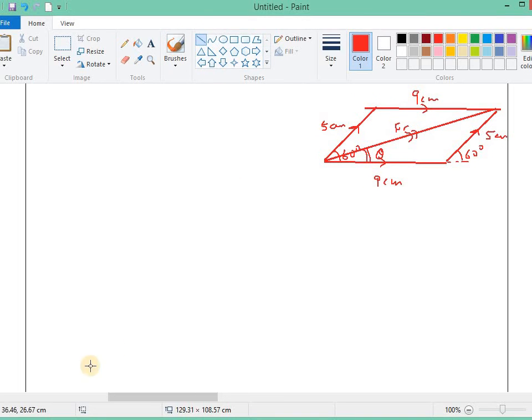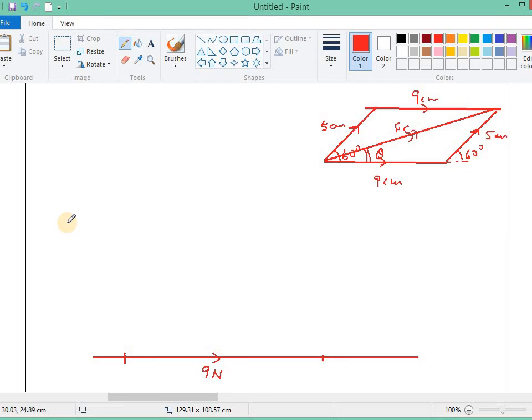Alright, so let's start. I draw a long line first, a line that is longer than 9 centimeter. Let's say this is the starting point. I measure 9 centimeter here. So this is 9 Newton. Remember, we label it as 9 Newton. We don't label it as 9 centimeter because the length just represents the force.